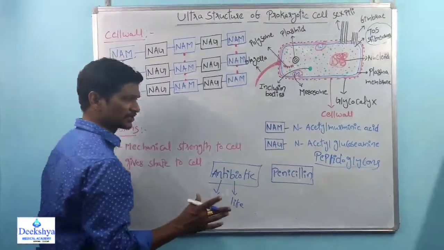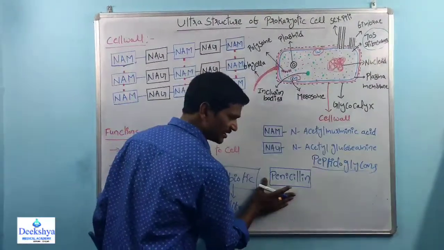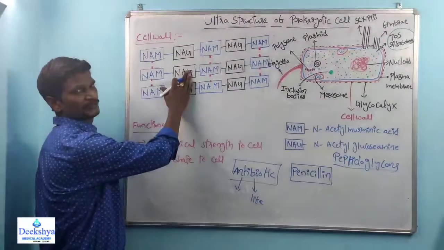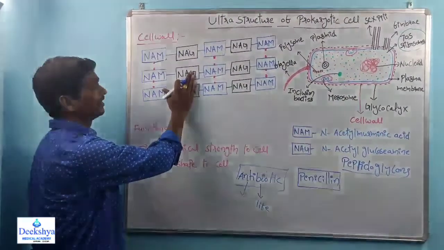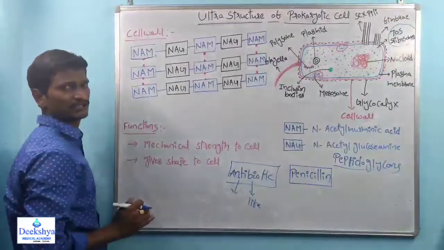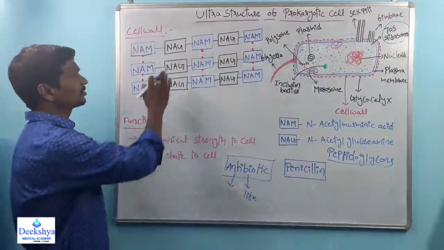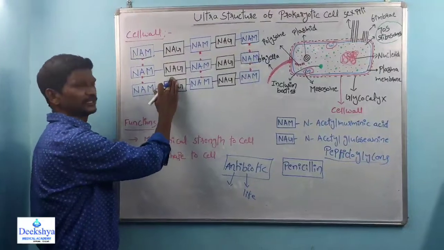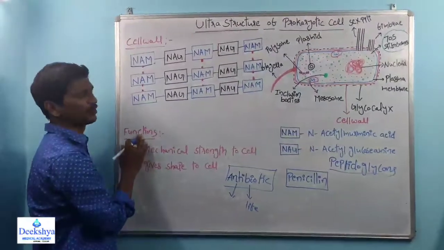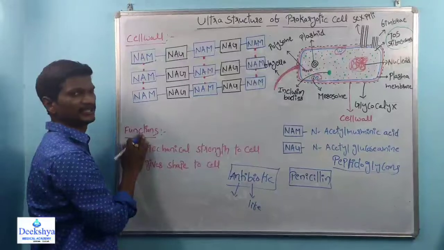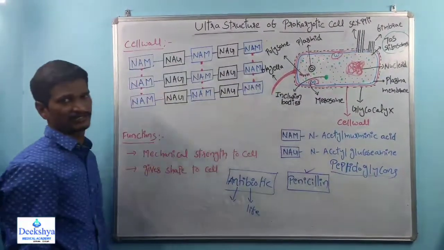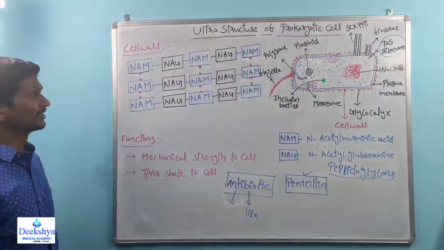So, the simple explanation: penicillin is an antibiotic which mainly acts on the bacterial cell wall, especially preventing the crosslink formation. Once the crosslink formation is prevented, there is no cell wall formation, and the bacterial cell will be dead. So that's the reason why penicillin is an antibiotic, right?